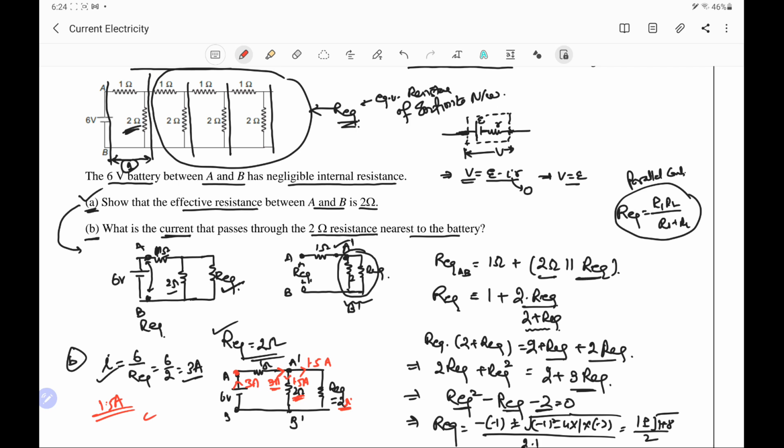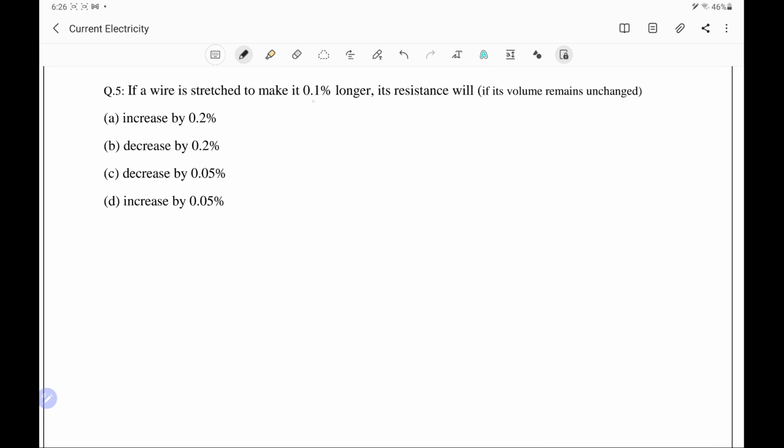Next question is, if a wire is stretched to make it 0.1% longer, its resistance will be. This is a very frequently asked question, and for this question we should remember the solution directly. That is, if it is stretched 0.1% longer, then the resistance will increase by twice of the stretch, that is 0.2%. So the answer will be A. Now we do this by the procedural method.